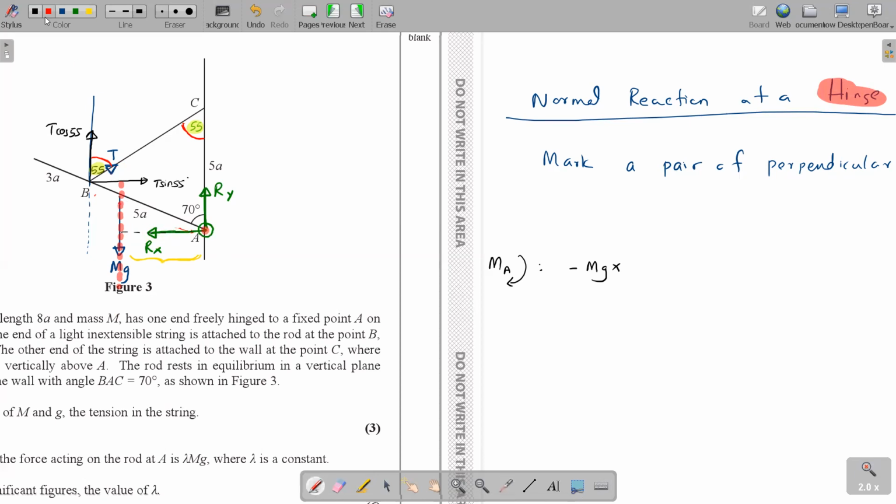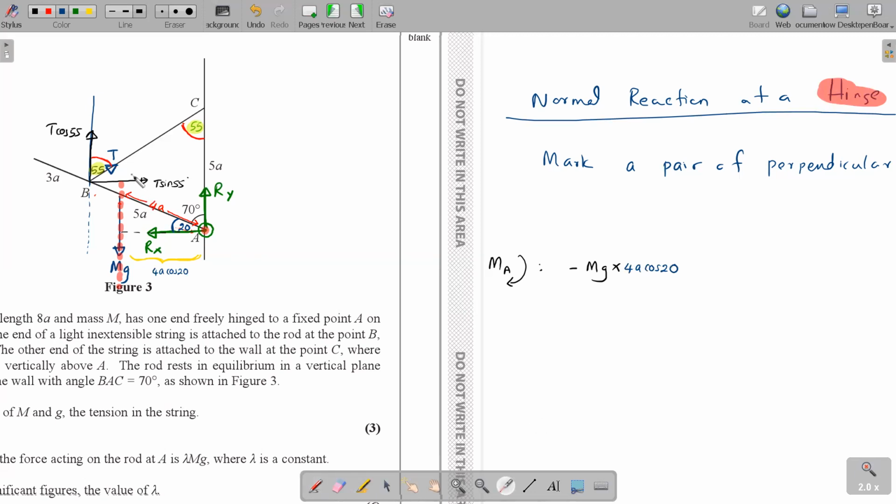What do we know here? I know this short distance is 4A, right? Why? mg is the weight, it acts at the center. The whole rod is 8A, so the middle is 4A. You can take this small angle here, that is 70, 20. So 4A cos 20. 4A cos 20. Can you guys see this? So these are really important, very tricky stuff.